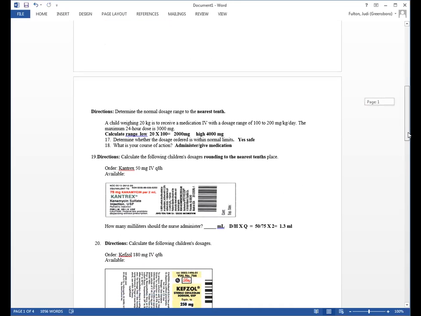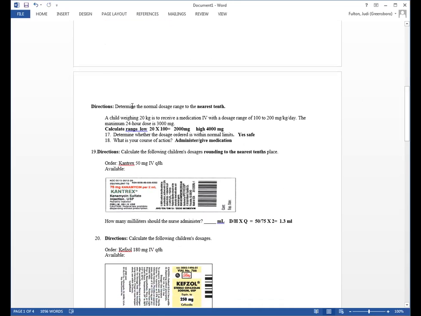Next problem. If you'll notice, I have directions here. Determine the normal dosage range to the nearest tenth. So pay attention to your instructions. A child weighing 20 kilograms, already in kilograms, is to receive a medication IV with a dosage of 100 to 200 milligrams per kilogram a day. The maximum is 3,000 milligrams. First question, determine whether the dose ordered is within the normal limits. So how to do that?